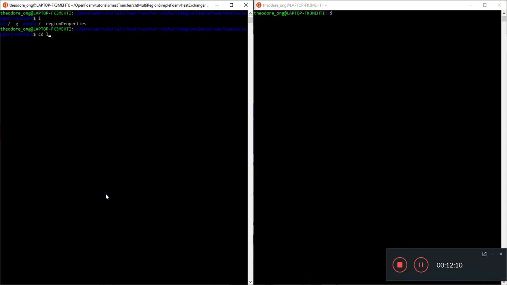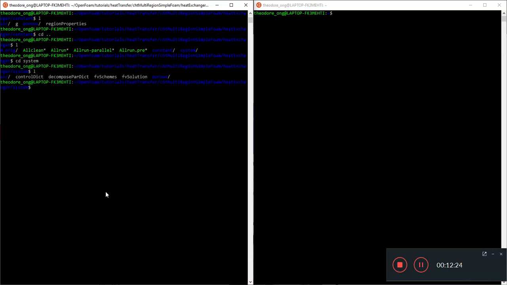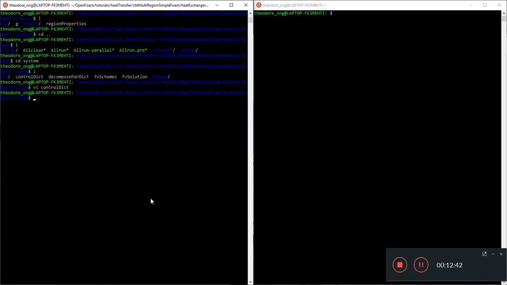All right, let's take a look at the system files, and we try to run the all run pre in order to see which file does what. Let's go to system, and again we notice that what is slightly different is that for both constant and system, we have an air and we have a porous. All right, so let's look at control dictionary. So this is the usual control dictionary that we are used to, nothing too fancy here.